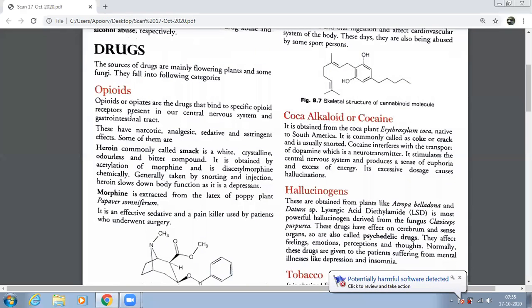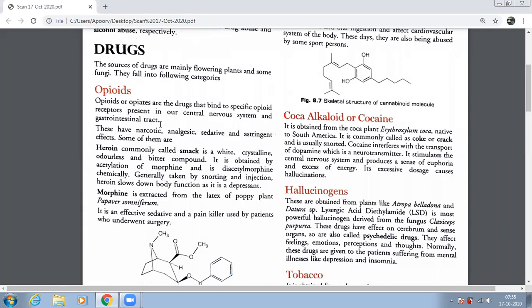Let's have the categories of drugs now. The first category of drugs that we are going to do is opioids. The other name is opiates. So what is the other name of opioids? Opiates. Yes. They are the drugs that bind to specific opioid receptors present in our central nervous system and the gastrointestinal tract. Again, something important to learn.